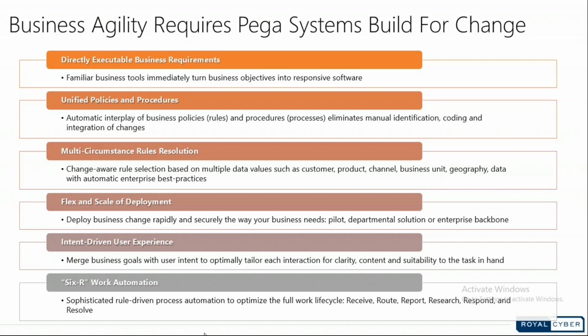And the last one is resolve. Whenever you resolve the work, you need to communicate to the different work parties, and you might also need to give that information to the downstream systems for the system of record. Okay, that is what they call build for change in Pega. These are the key elements.